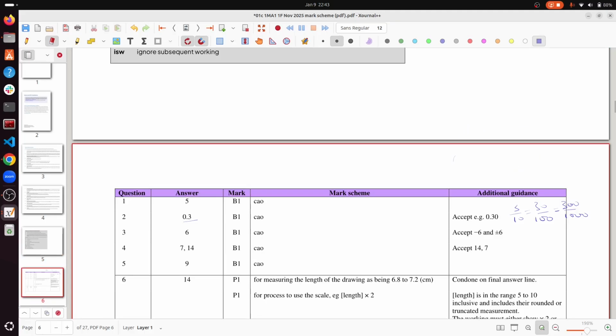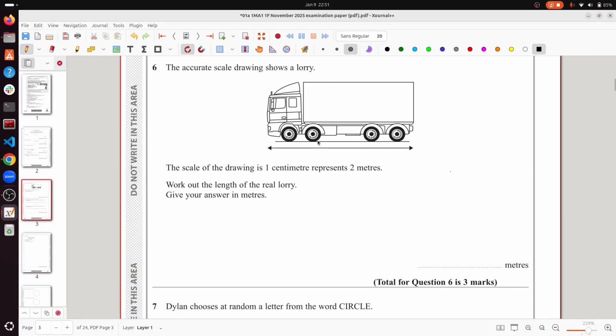So that's for that. So let's go back to the next question. For this question, it says the accurate scale drawing shows a lorry. The scale of the drawing is 1 cm represents 2 meters. So that tells me that for every 1 cm, it represents 2 meters in real life. So work out the length of the real lorry, give your answer in meters.